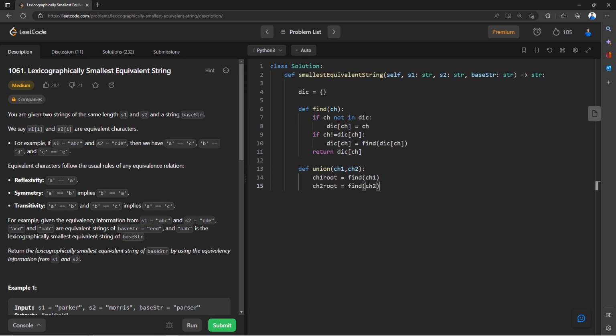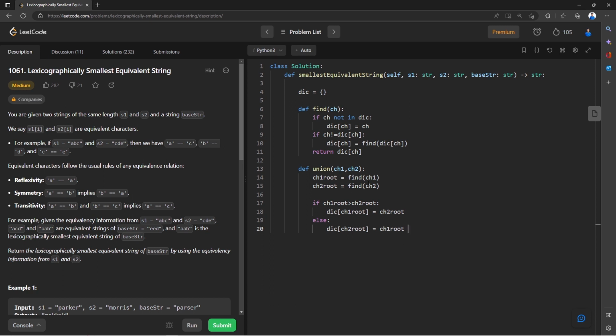Fine. Now once we have the root for both the characters, we can say if the first root is greater than the second root, if I write ch1 root is greater than ch2 root, then what can we do? See guys, if ch1 root is greater than ch2 root, that means we have to map a greater root with a smaller one. So we can say dictionary of ch1 root is nothing but ch2 root, isn't it? And if it is not the case, if ch1 is smaller and ch2 is greater, then we can say ch2 root is nothing but ch1 root, right? Replace that particular root value with the ch1 root value.